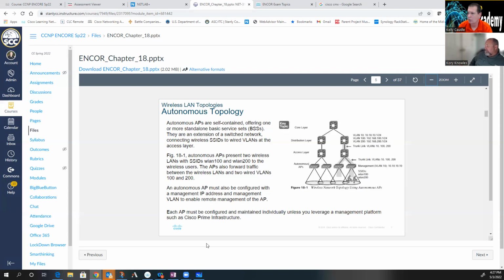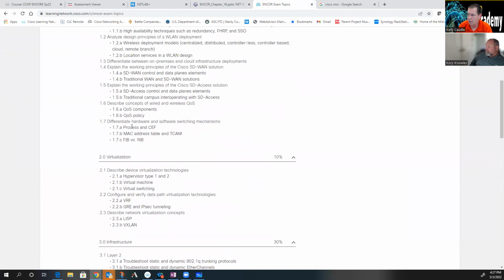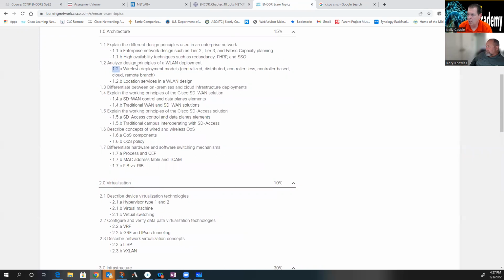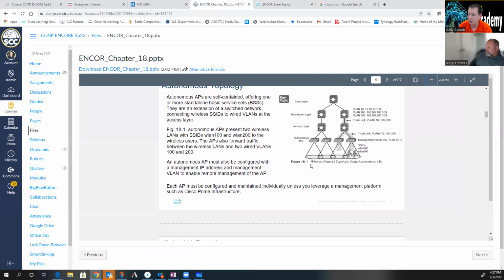That's really neat. Now, the other thing here, when we talk about describing different models, centralized, distributed, controllerless, controller-based, that is chapter 18. Notice the old method was autonomous APs that we had to go to and configure every single one of them by themselves, and they didn't really understand one another well, and handoff from AP to AP when you're roaming was not very efficient.